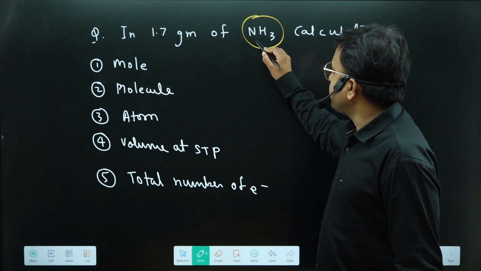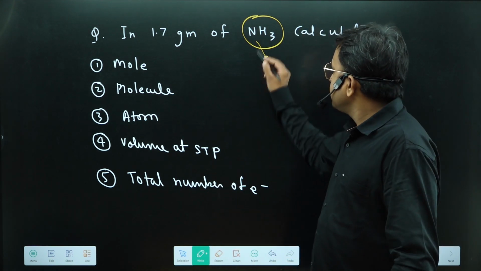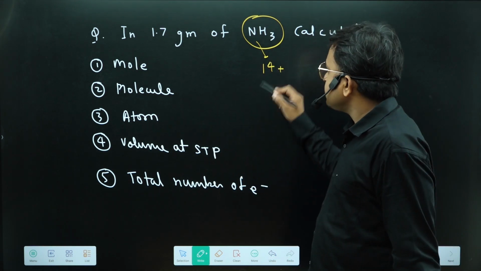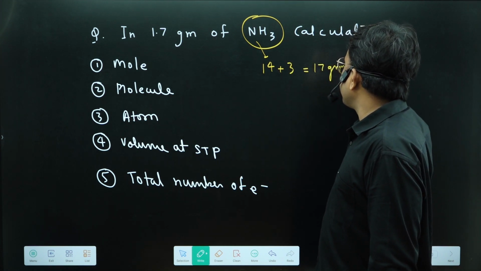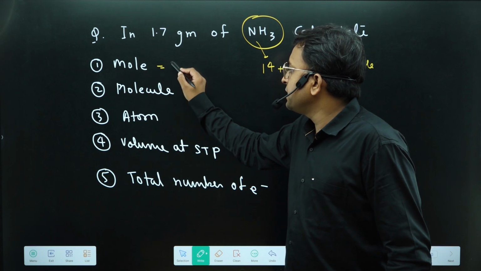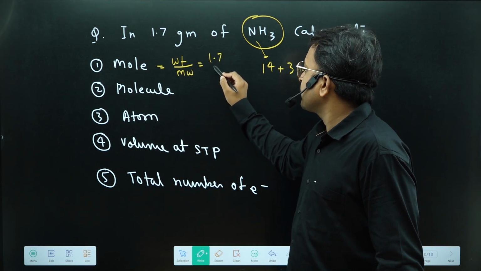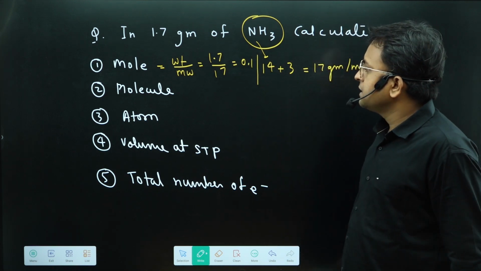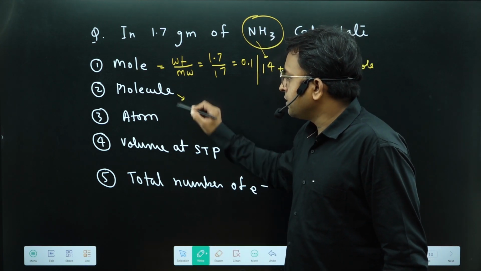Now, ammonia. What is the mass of ammonia? Most important part, the molecular mass and its unit. Nitrogen has mass of 14 and hydrogen has mass of 1. 3 hydrogen are present. That is equal to 17 gram per mole. So, mole is weight divided by molecular weight. The weight is 1.7 gram and molecular weight is 17. So, mole is 0.1.